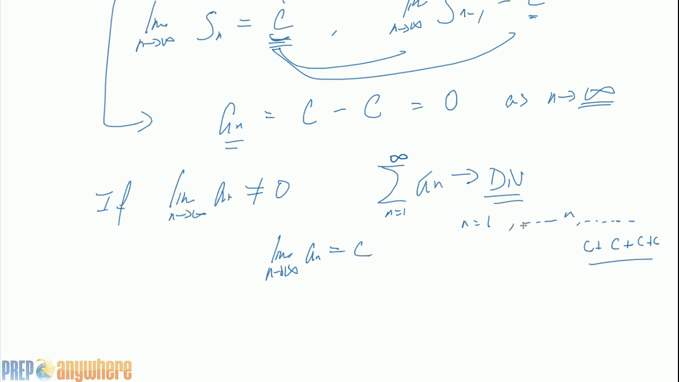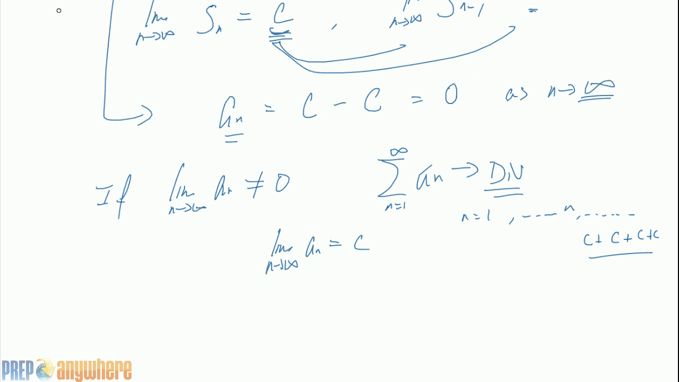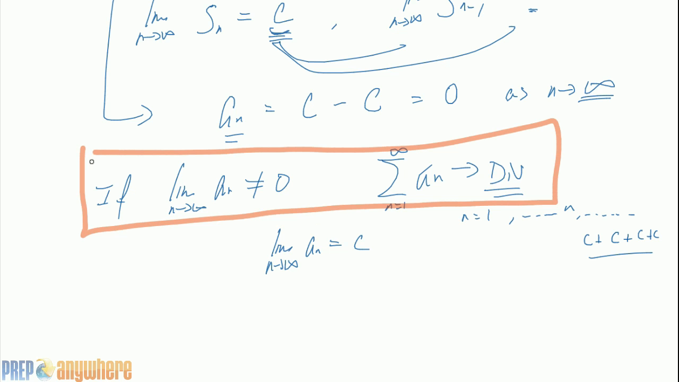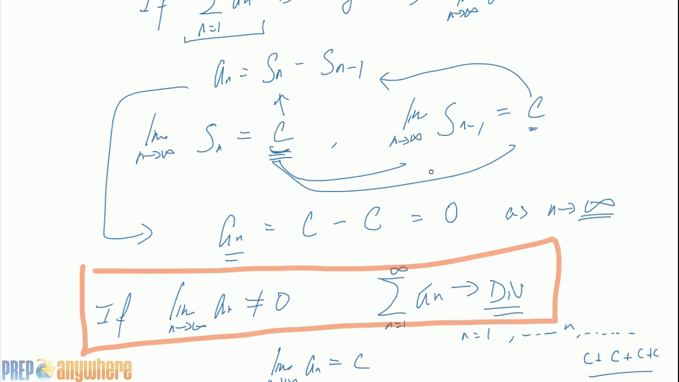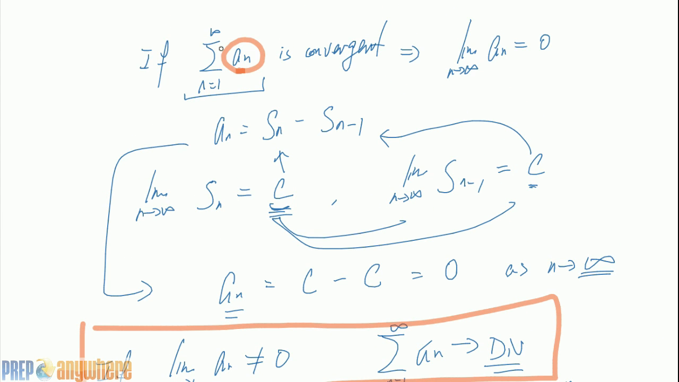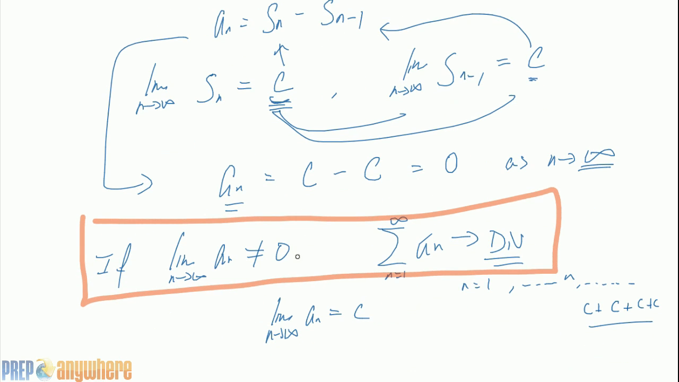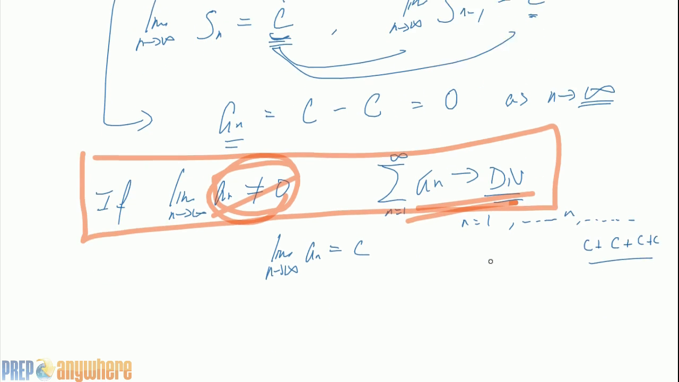Okay, so this is actually more important to determine for most of the questions that we'll be doing, whether a particular infinite series is diverging. So if the general term of the infinite sum does not equal 0, then it's divergent. We can conclude that it's divergent.